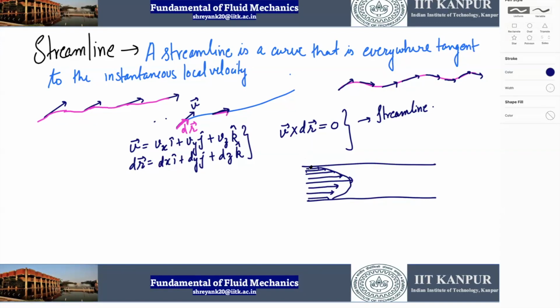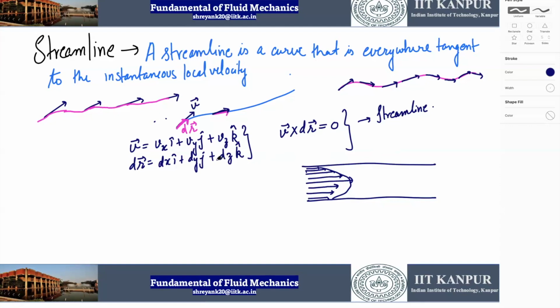So the physical significance is that when you are describing the fluid flow using a Eulerian description, you want to know the behavior of the fluid, how the velocity is changing instantaneously with the location. So if you draw the streamlines, you will know that the velocity is changing according to that. Okay, sir. Thank you.